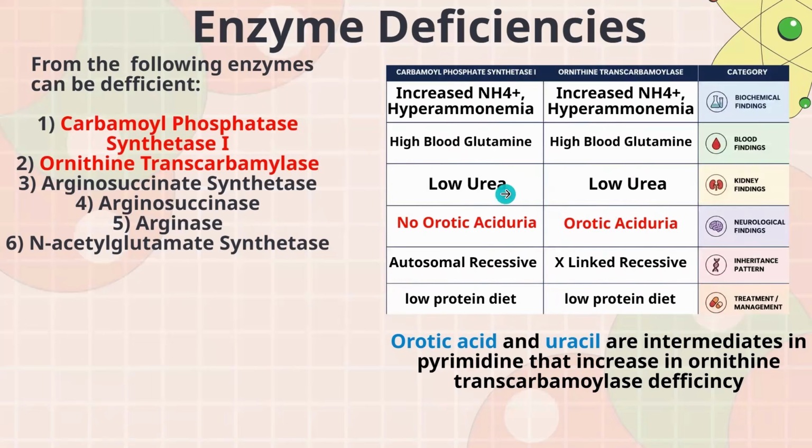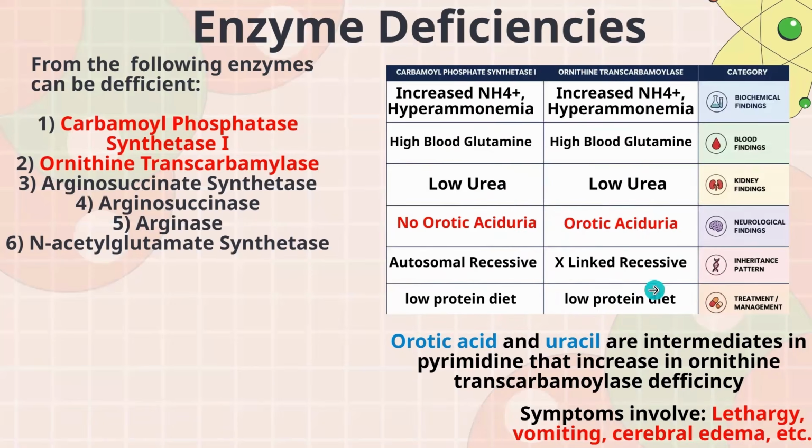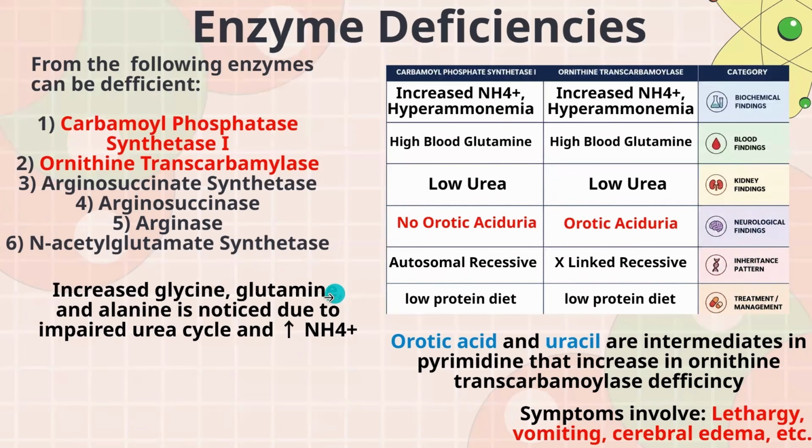Apart from that, symptoms will involve lethargy, vomiting, cerebral edema, etc. Because of these, we're definitely going to have neurological problems, vomiting, and lethargy. Increased glycine, glutamate, and alanine are noticed because you have an impaired urea cycle that is not being able to control them. There's also increased NH4+ for that reason.